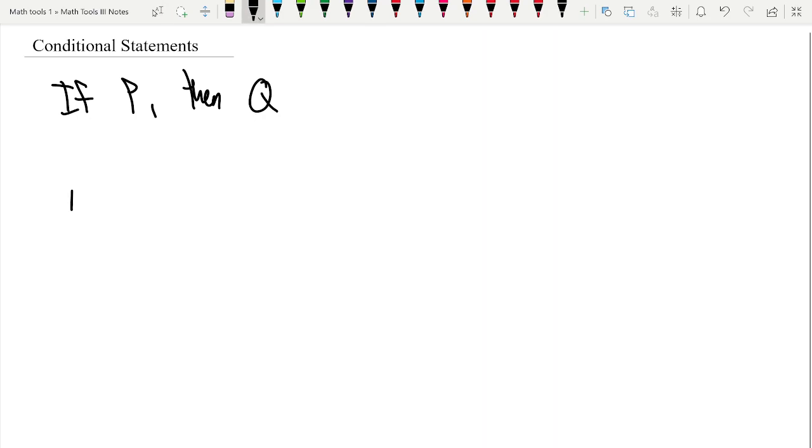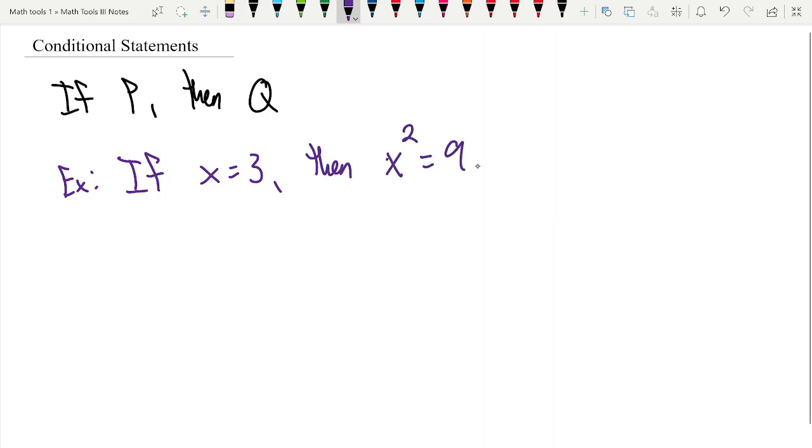So let's just start with a basic example here. I'll put the examples in a different color here. So if x equals 3, then x squared equals 9, right? Just something simple like that. And we might just write this as x equals 3 implies x squared equals 9, right? That's probably how I would type it, for example.